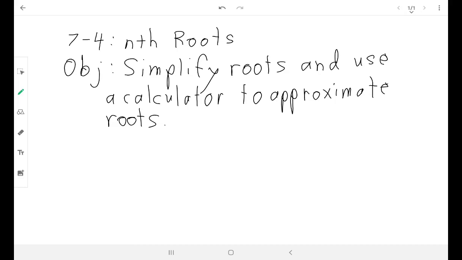Hello, Algebra 2. We are going to talk about section 7-4 today, nth roots. This is going to include square roots, cube roots, fourth roots, fifth roots, and we're going to talk about what that means. Our objective is to simplify roots and use a calculator to approximate roots. So we'll be doing both of those today.